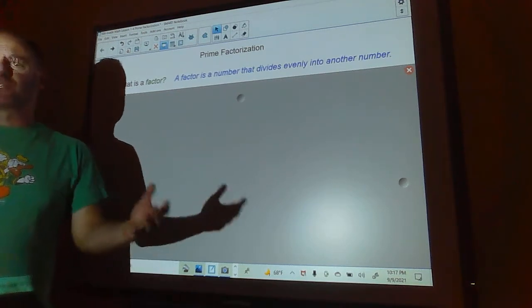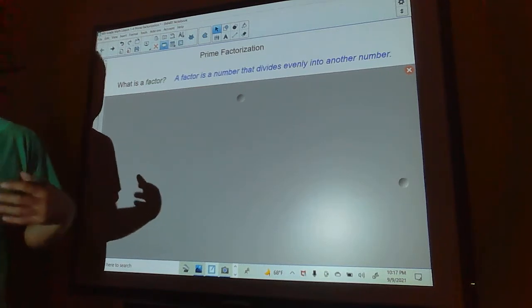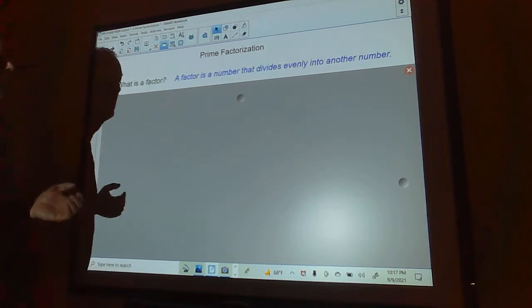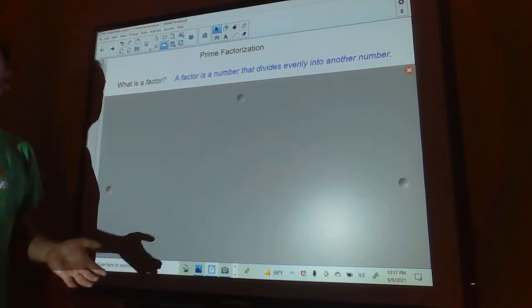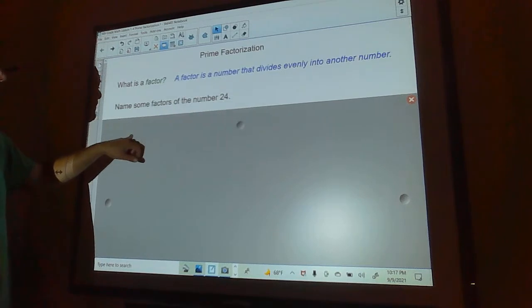So if I had the number 6, that's divisible by 2 and 3, so 2 and 3 are factors of 6. So are 1 and 6. They are also factors of 6 because 1 times 6 is 6.